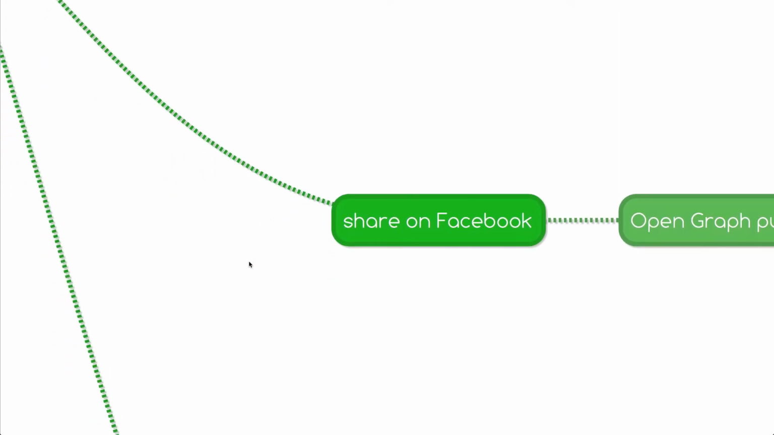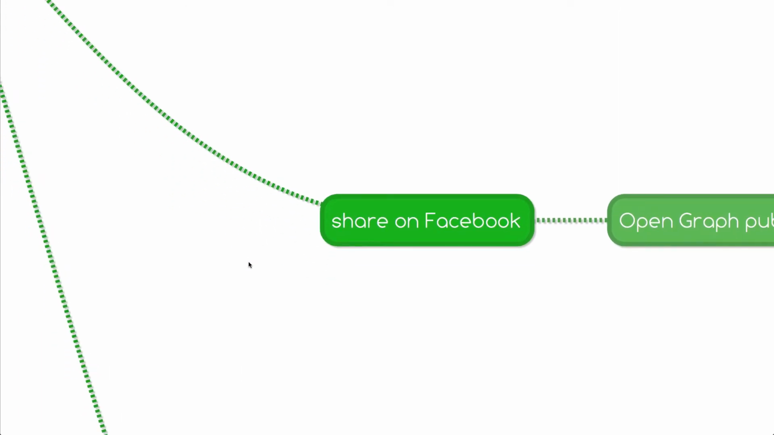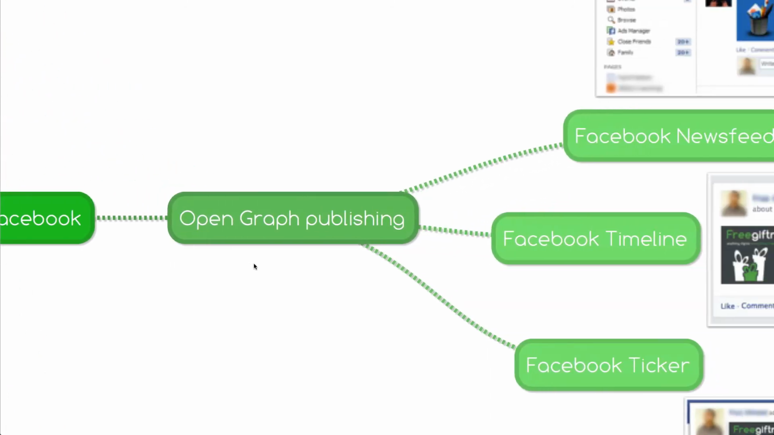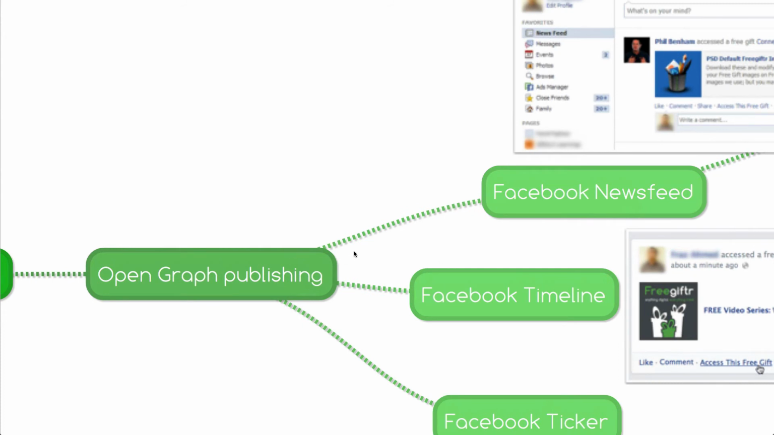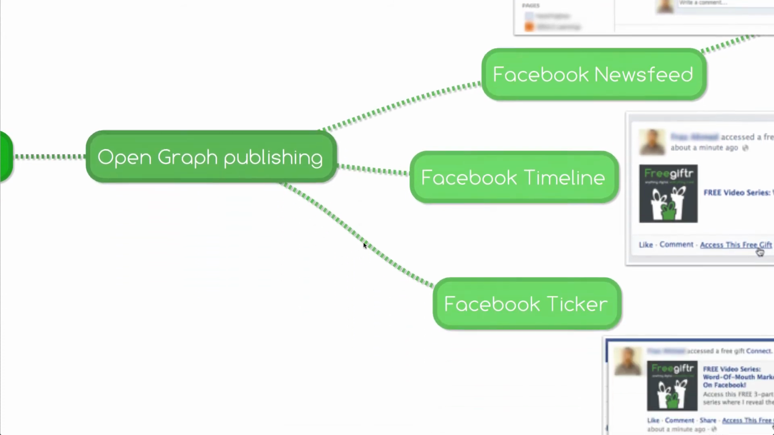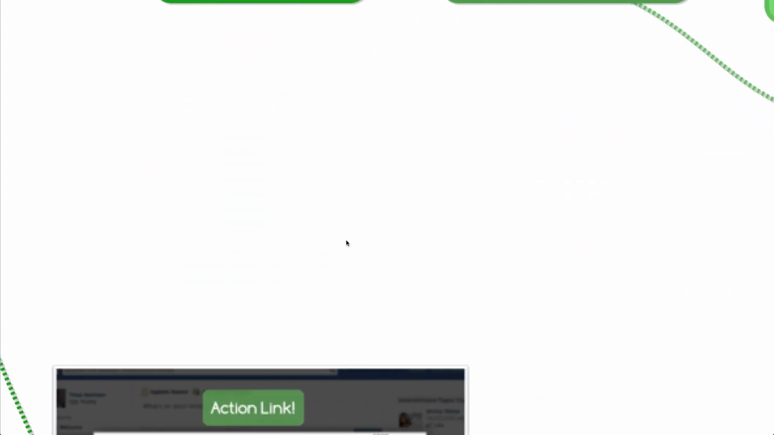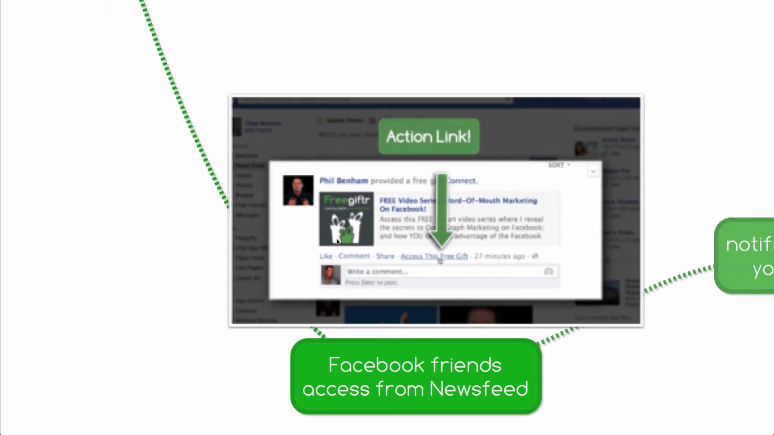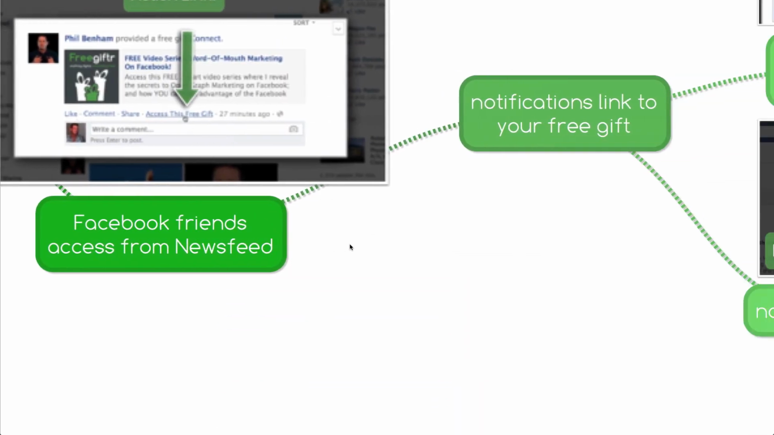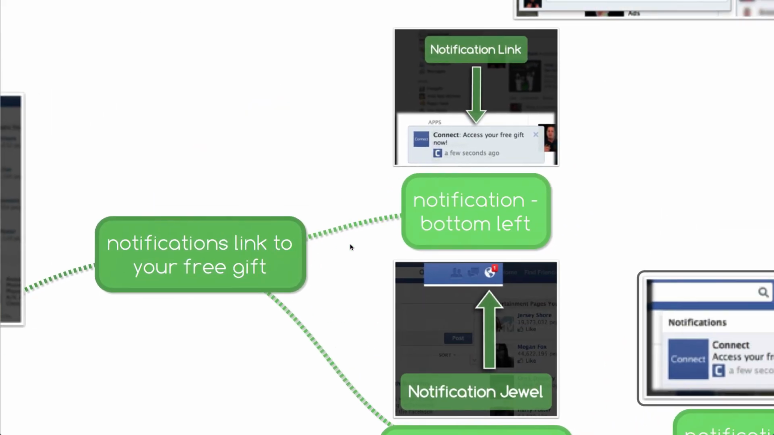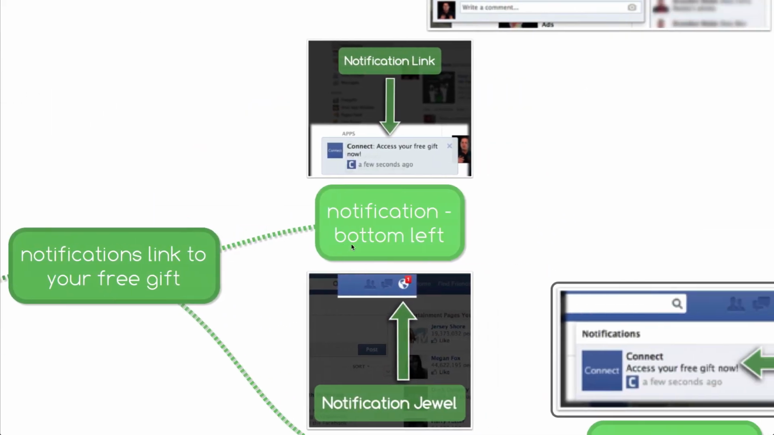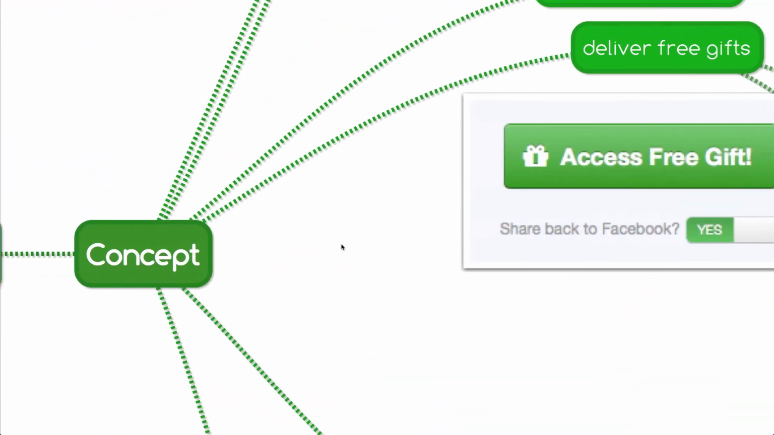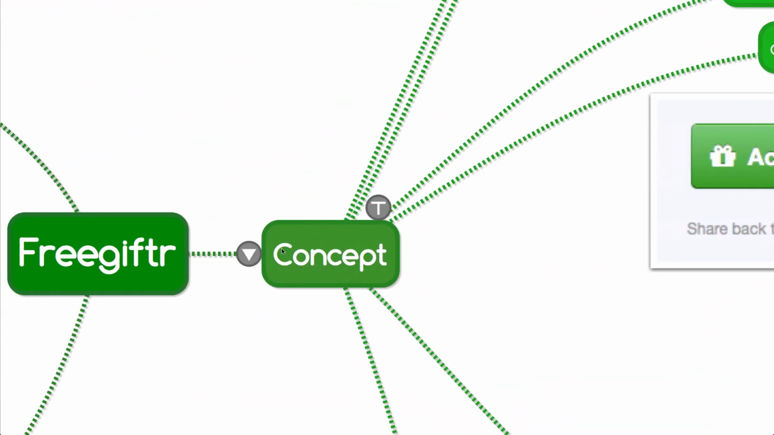We want to be able to share on Facebook, but not just a regular share like someone shared a link. We want to really integrate with the Facebook Open Graph. And so we were able to publish on the Facebook newsfeed, timeline, and ticker. And we're able to use a very, very important way of doing that, using the action link, so that people are getting notifications as soon as they access your free gift from right within Facebook. So those are all very, very important things, and that's what built our concept for Freegiftr.